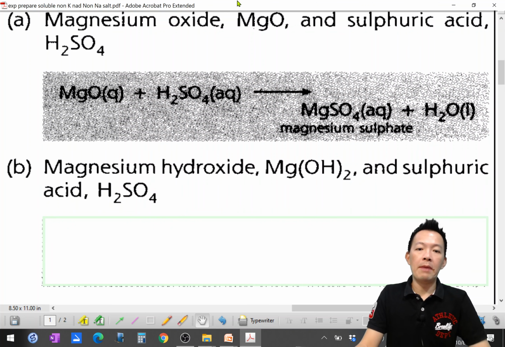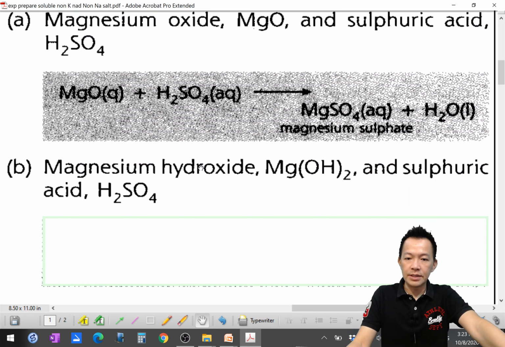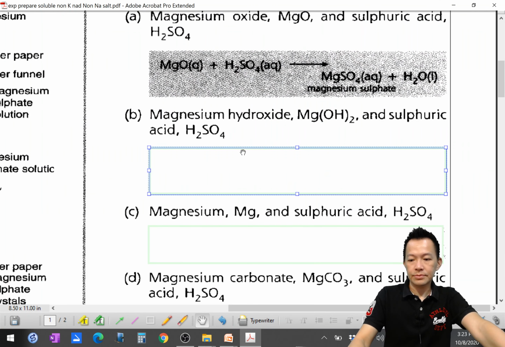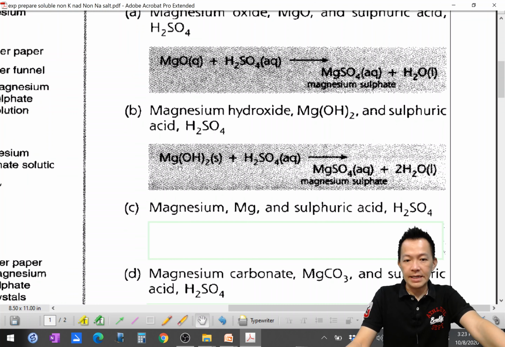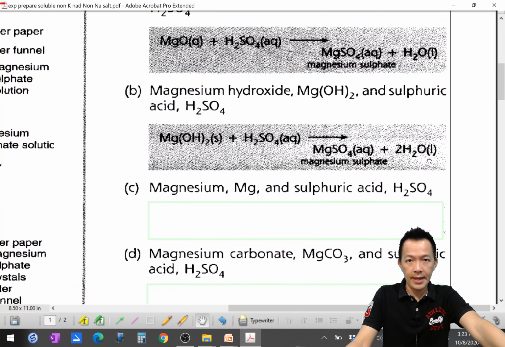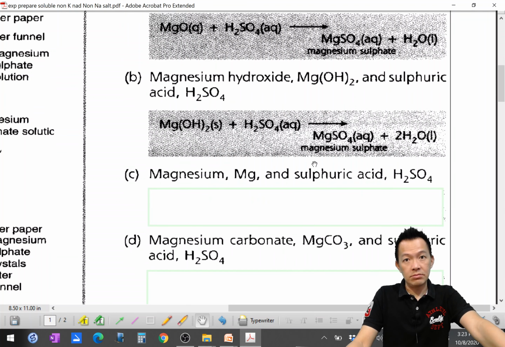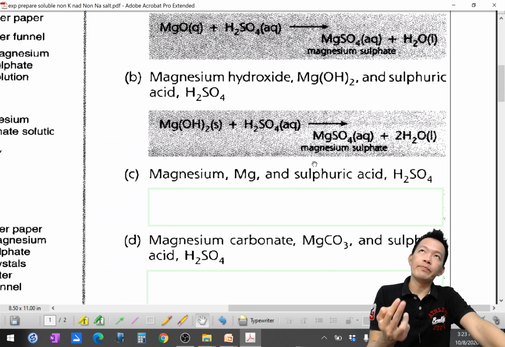So besides method number 1, magnesium oxide or metal oxides, sulfuric acid can actually react with what? Magnesium hydroxide is also a solid. So magnesium hydroxide reacts with the sulfuric acid to become magnesium sulphate plus water. Magnesium hydroxide also works. Besides magnesium hydroxide, what else? Magnesium added into acid.